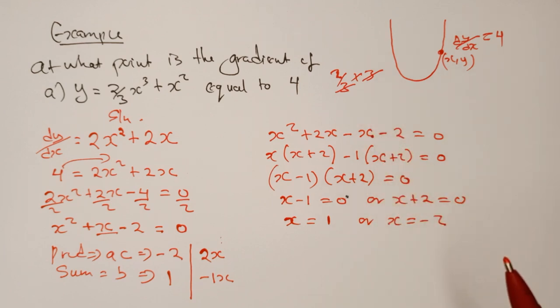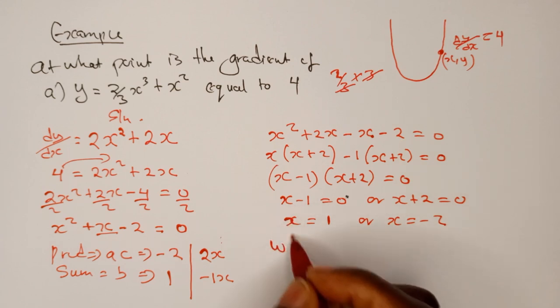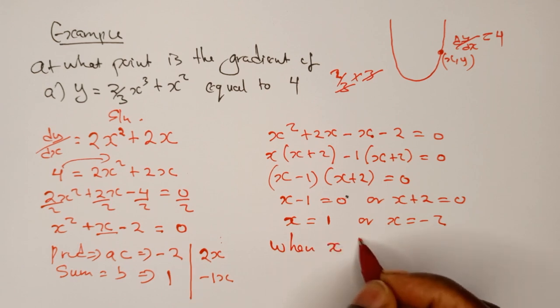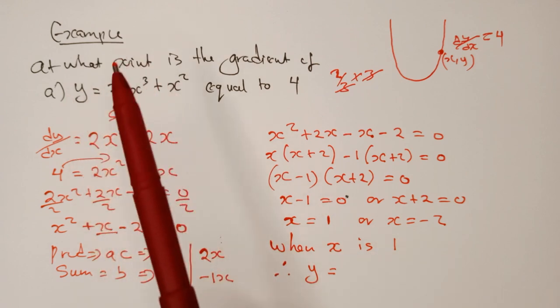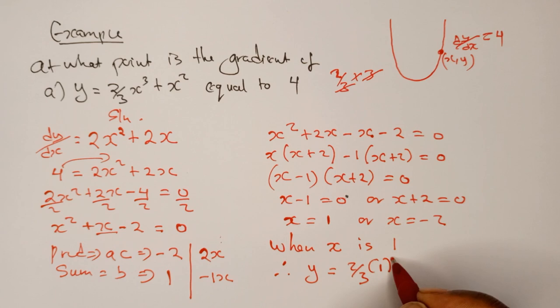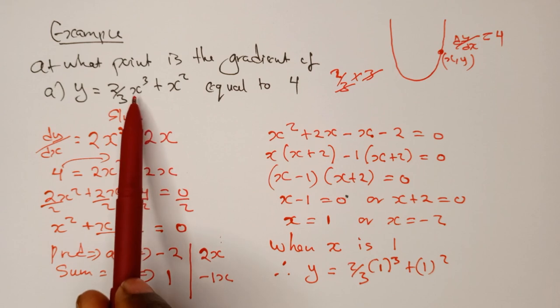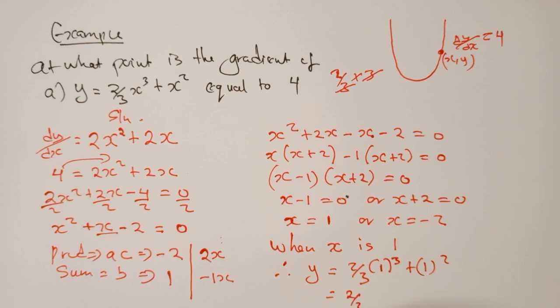What are the values of y? So we start with when x is equal to 1. So we say when x is 1, our y will be equal to, so we substitute back in the original function, because now we know what x is. We need to know what was the value of y when x was 1. So this one will be 2 over 3 multiplied by inside bracket 1 raised to 3 plus 1 squared. So where there is x, I'm substituting with 1. So this one simplified, this will be 2 over 3 plus 1.